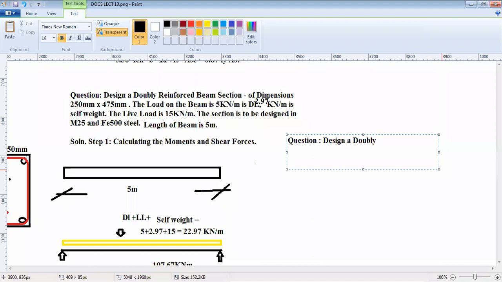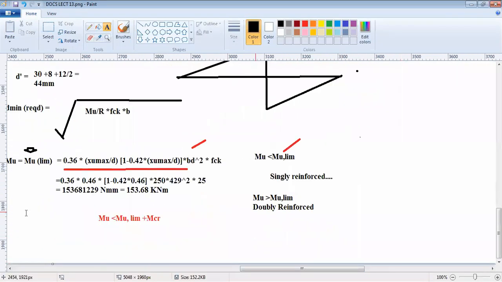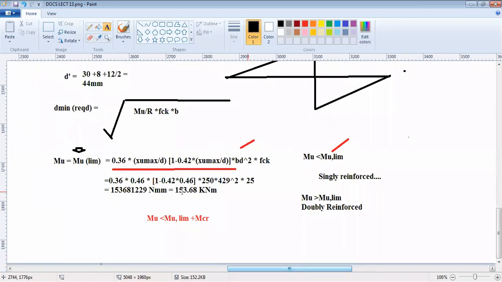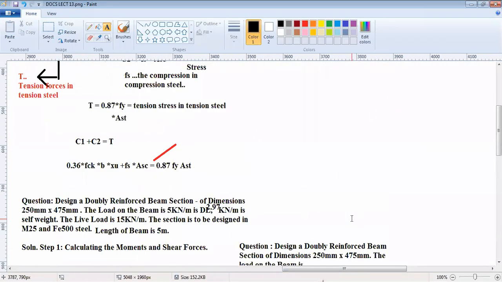Design a doubly reinforced beam section of dimensions 250 mm cross 475 mm. The load on the beam is... now, how much was Mu coming out to be? It was 153 and Mu limiting was 107, so around 50 times more.